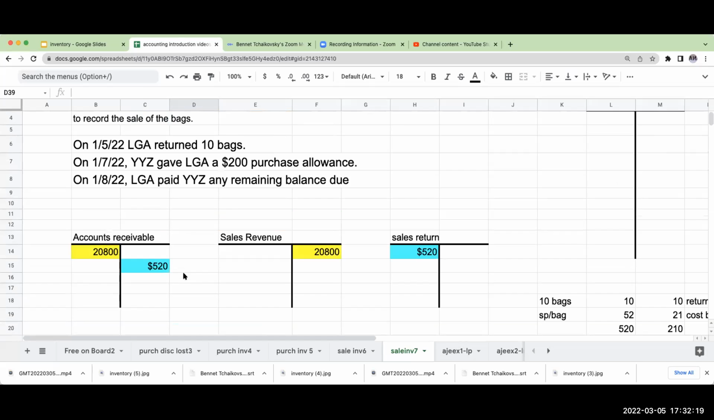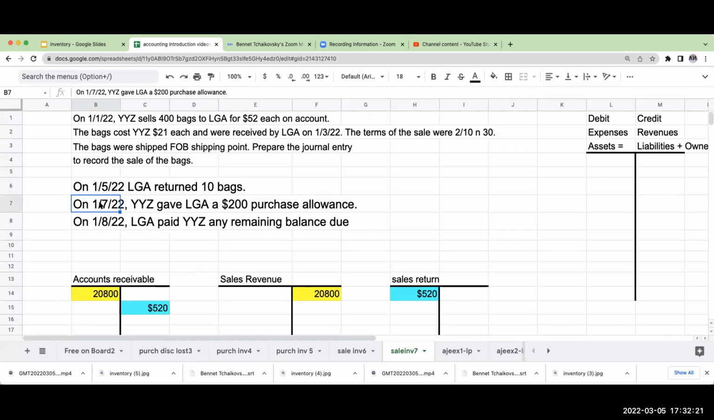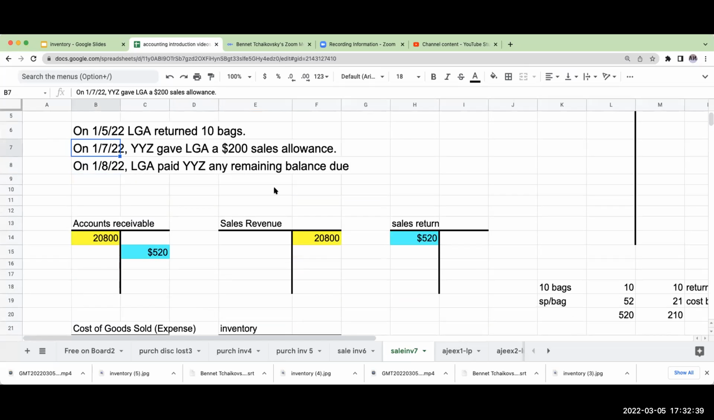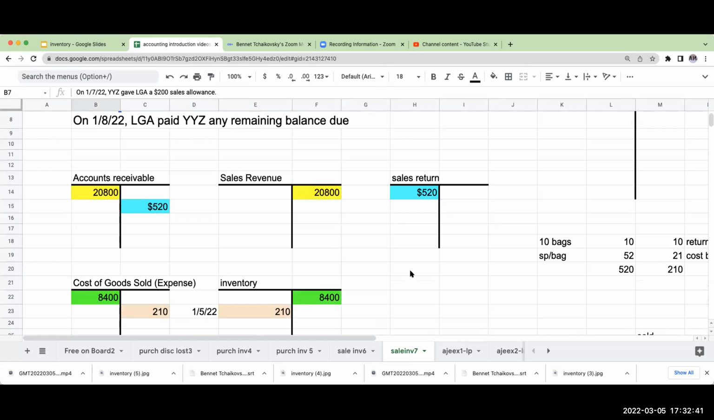Now, next one over here. On January 7th, I gave them a $200 purchase allowance. And this is what we really want to call a sales allowance. I'm giving them a $200 sales allowance. Okay, so I'm giving them a sales allowance. That means I'm not getting inventory back. What I'm going to do instead is record this as a sales allowance.